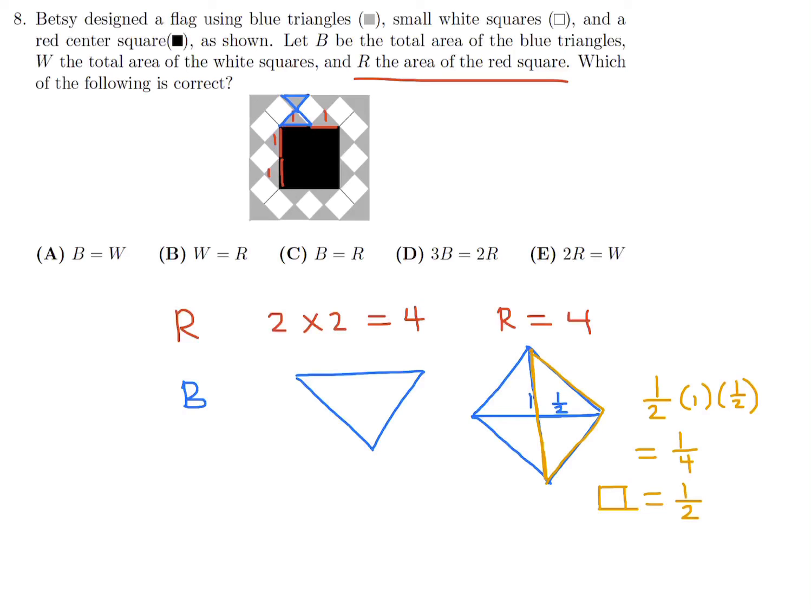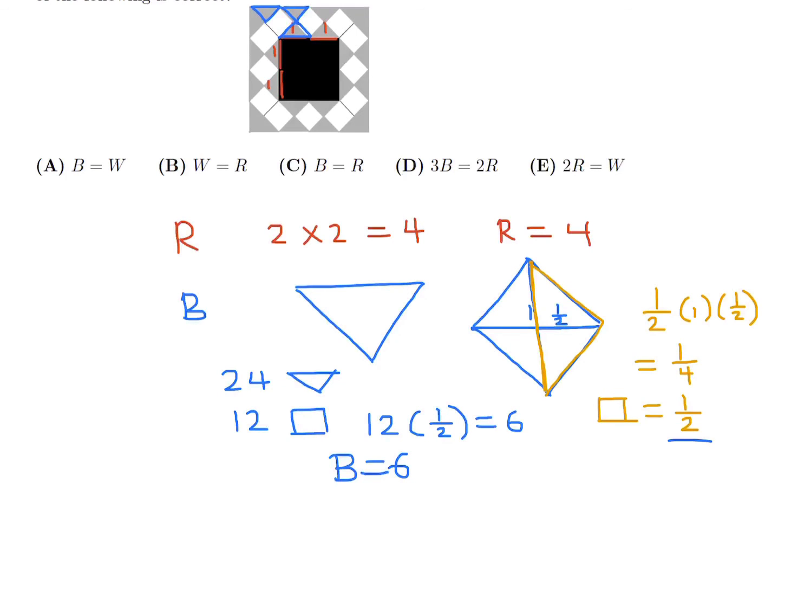Okay? So we have to figure out how many blue triangles there are. Well, these triangles, there's 24 of them. So since 2 triangles make up a square, there's 12 squares. And each square has an area of a half. So the total area of the blues is 12 times a half, which is 6. So B is equal to 6. Okay?